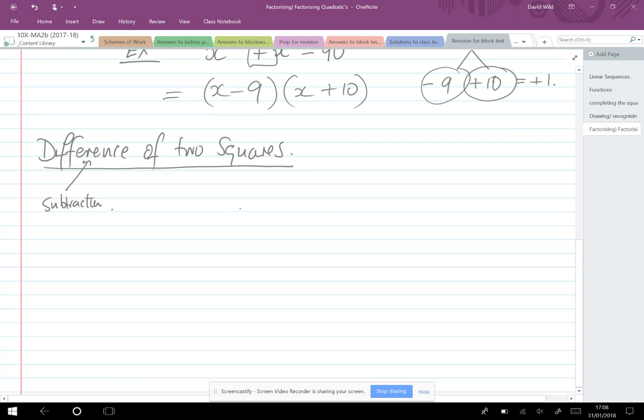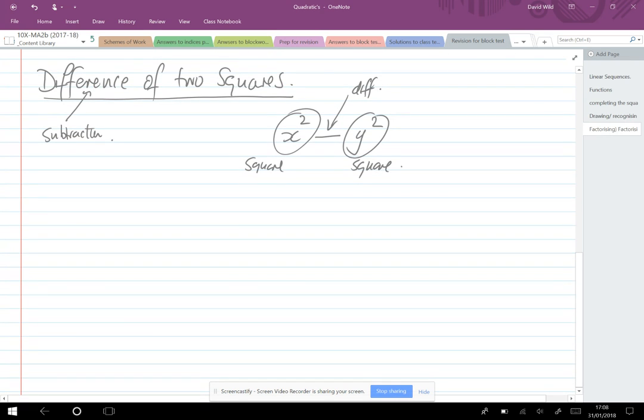So a difference of two squares is the difference between some squared number here, maybe x squared, and another square number here, maybe y squared. So this is a difference of a square and another square, hence difference of two squares. Now when you get a difference of two squares like this, it's really easy to factorize.